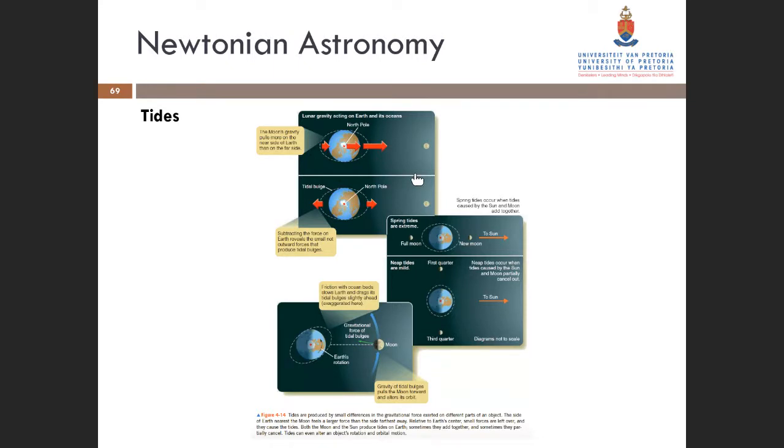So tides are produced by small differences in gravitational force exerted on different parts of an object. The side of Earth nearest the moon feels a larger force than the side furthest away relative to Earth's center. Small forces are left over and they can cause tides. Both the moon and the sun produce tides on Earth. Sometimes they add together and sometimes they partially cancel. Tides can even alter an object's rotation and orbital motion.